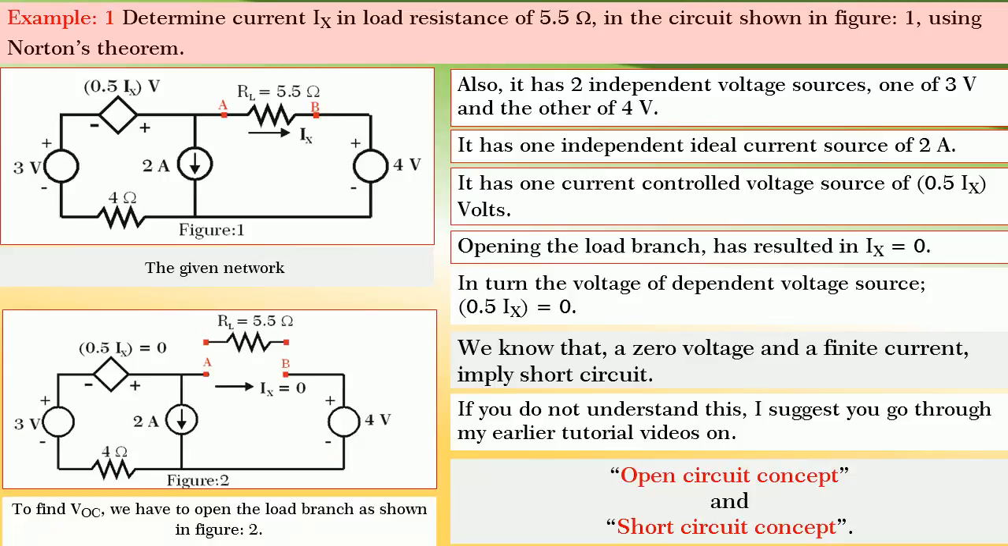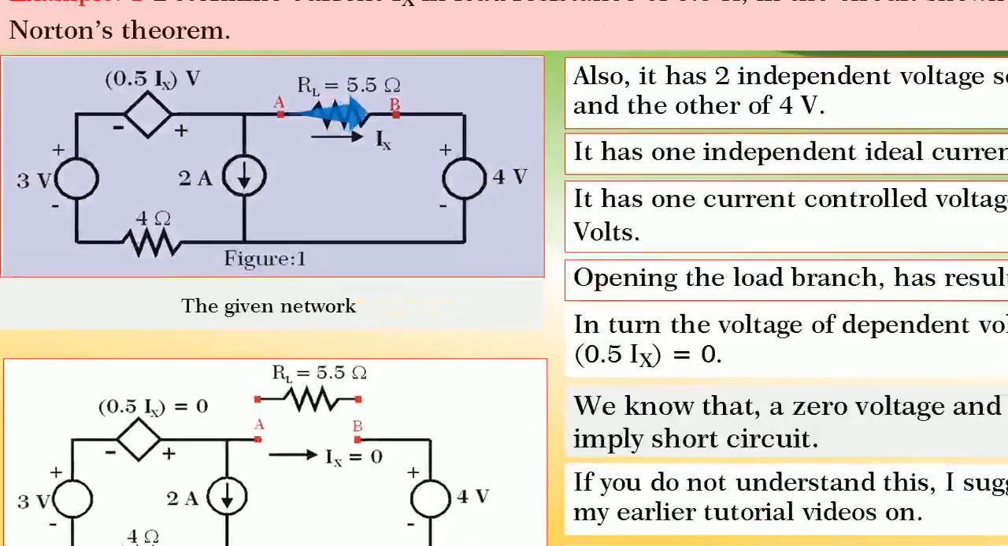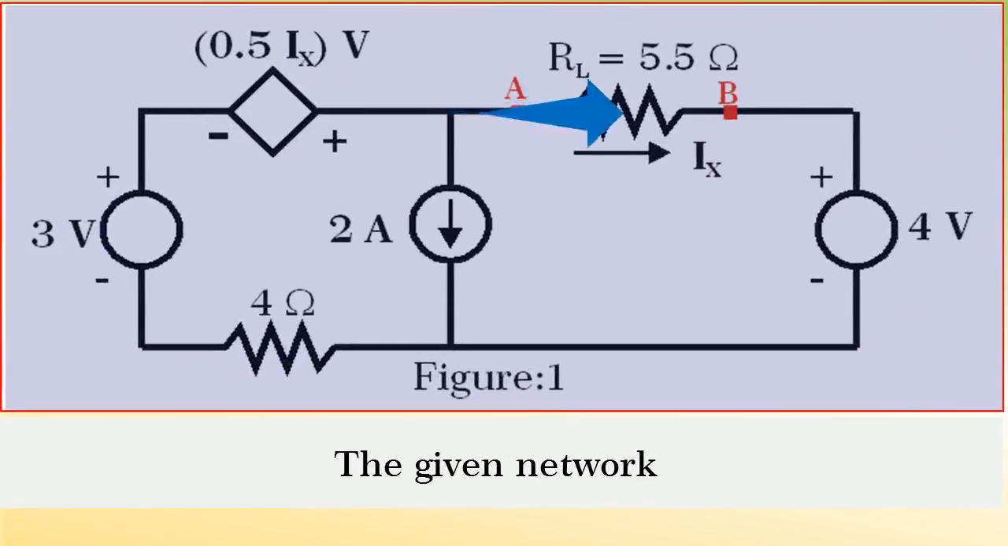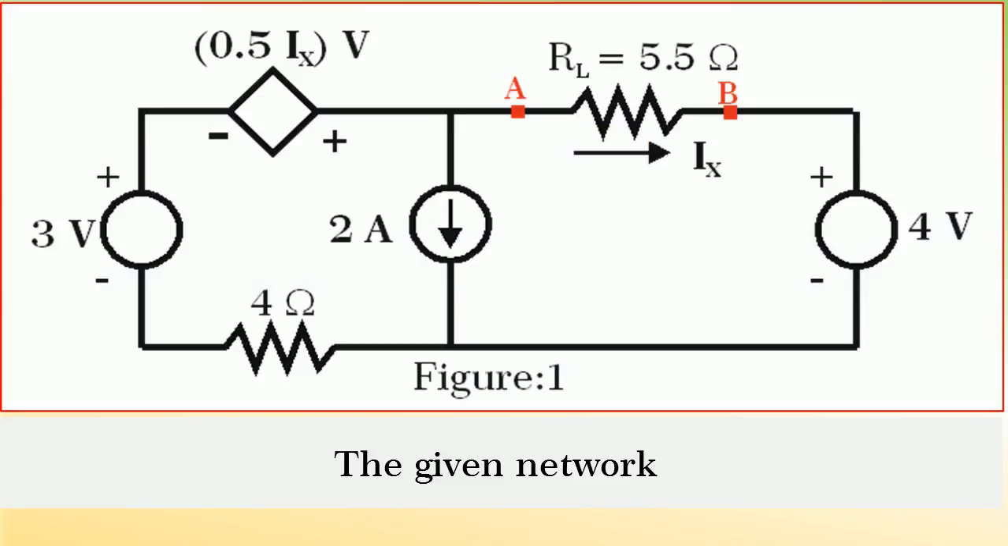Let us take up an example to determine current Ix in the load resistance of 5.5 ohm in the circuit shown in figure 1 using Norton's theorem. You see that the given network has two junction nodes, two independent loops and three branches. It has two independent voltage sources, one of 3 volts and the other of 4 volts. It also has one independent ideal current source of 2 amperes.